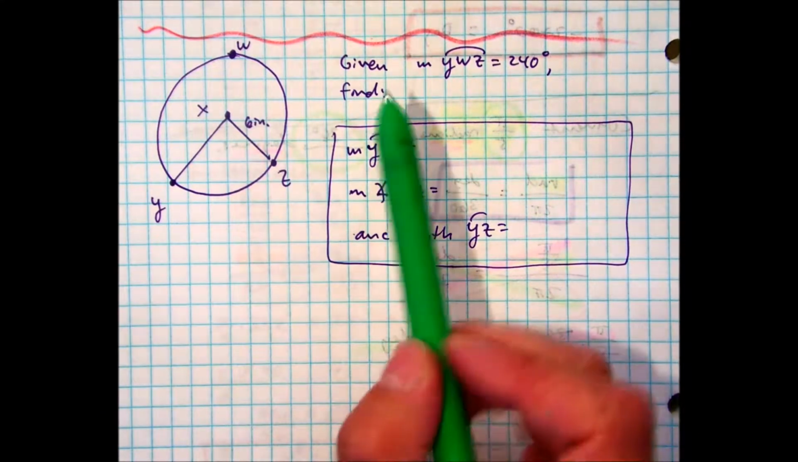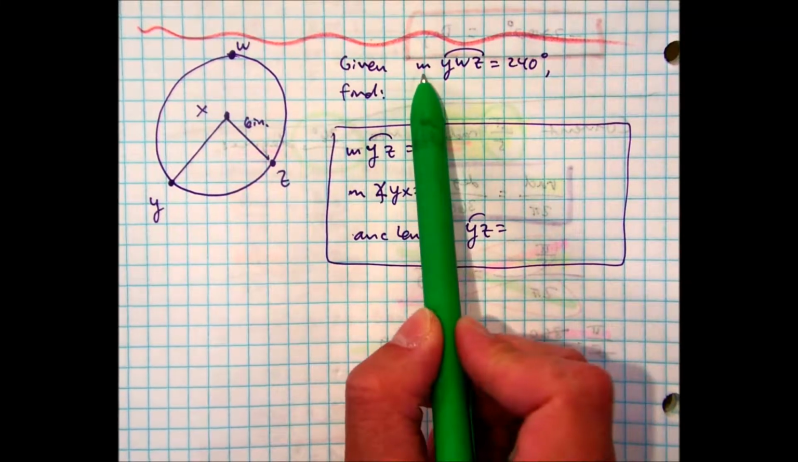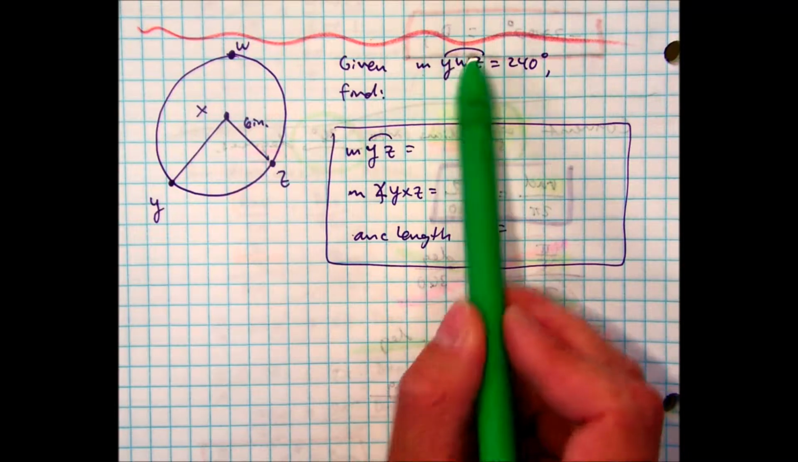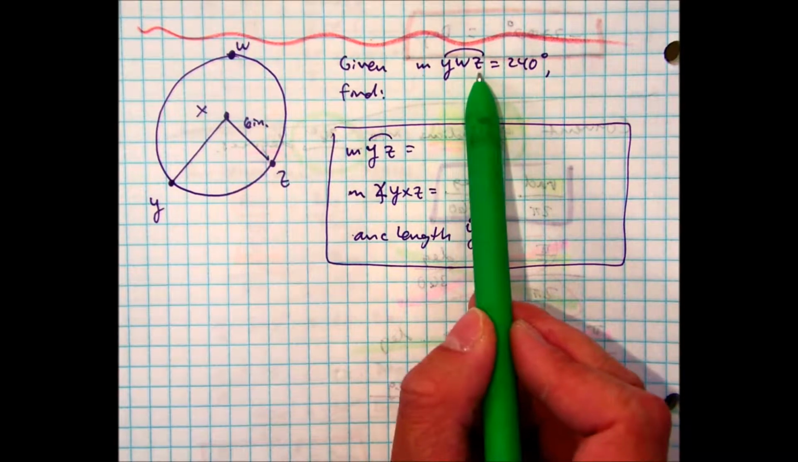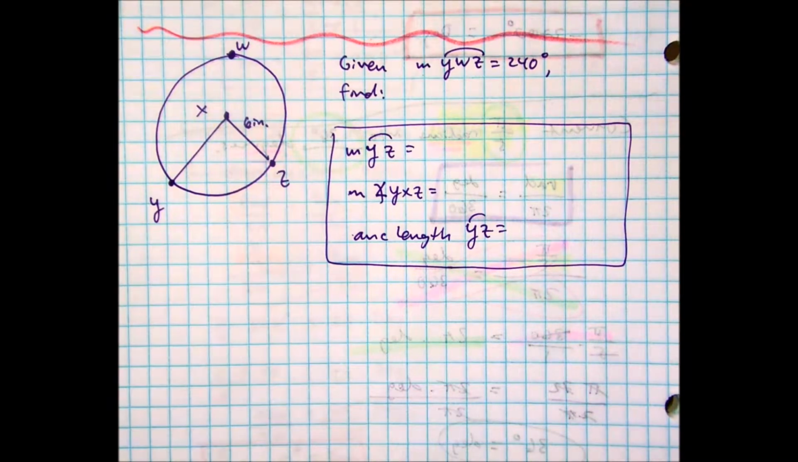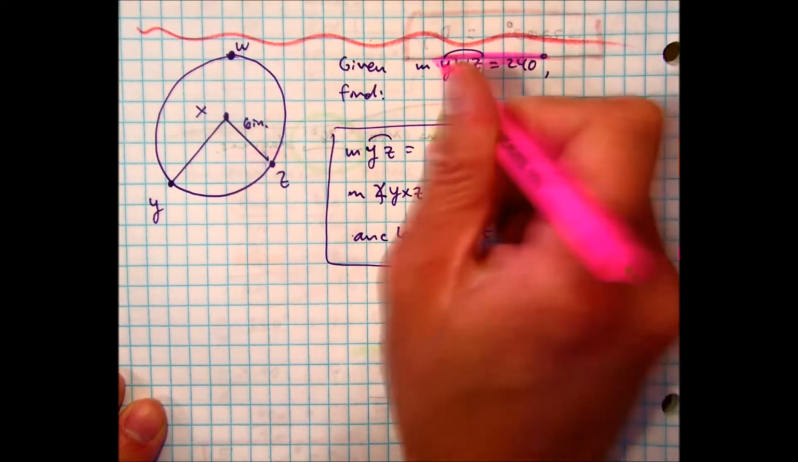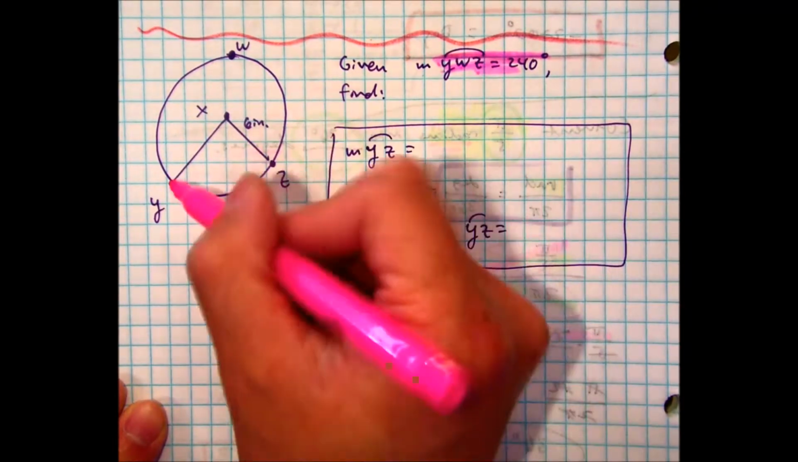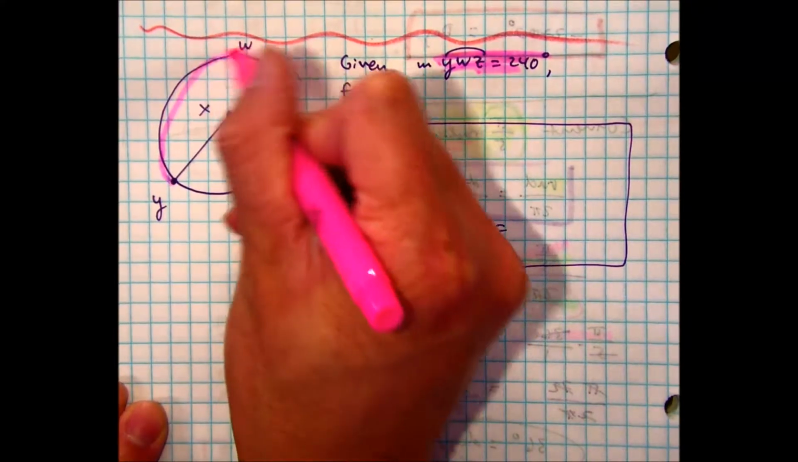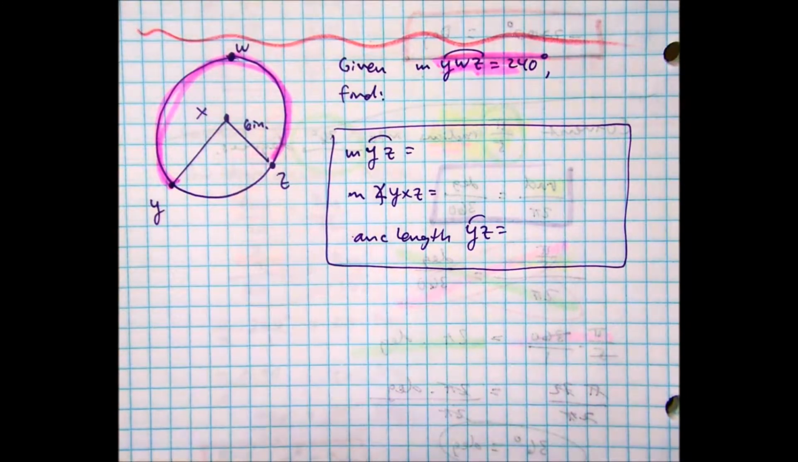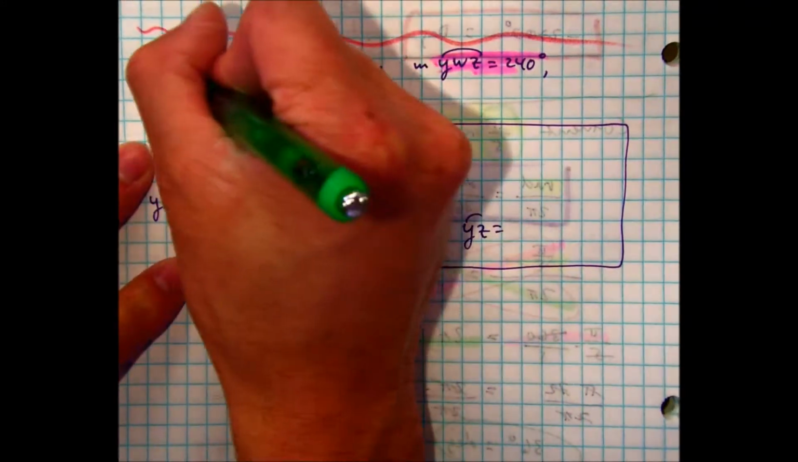Alright, in this problem it tells us, given m, the lowercase m is just the measure of arc, that's that little symbol above, it's not a line. WYZ is 240 degrees. So quick geometry lesson, you just go through those 3 points in order: W, Y, then Z. So all of this in pink is 240 degrees.